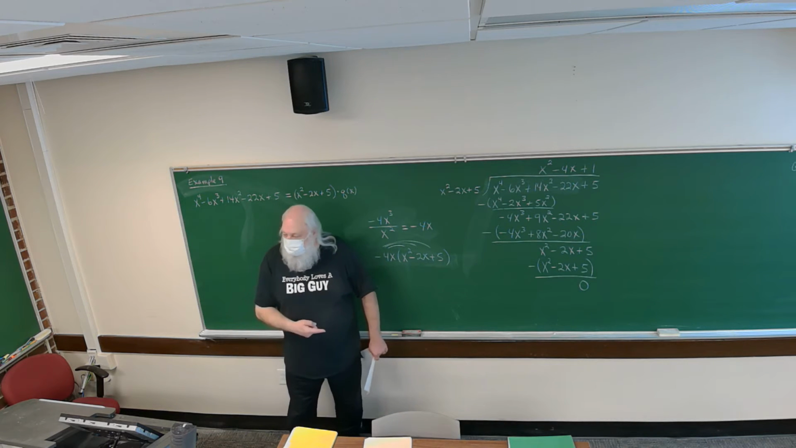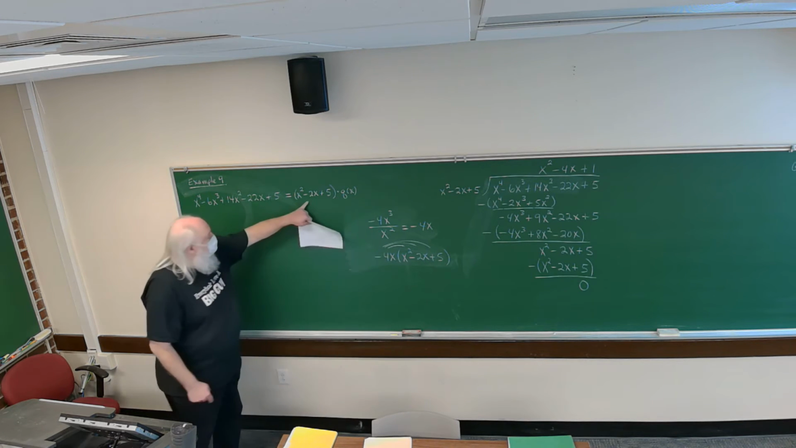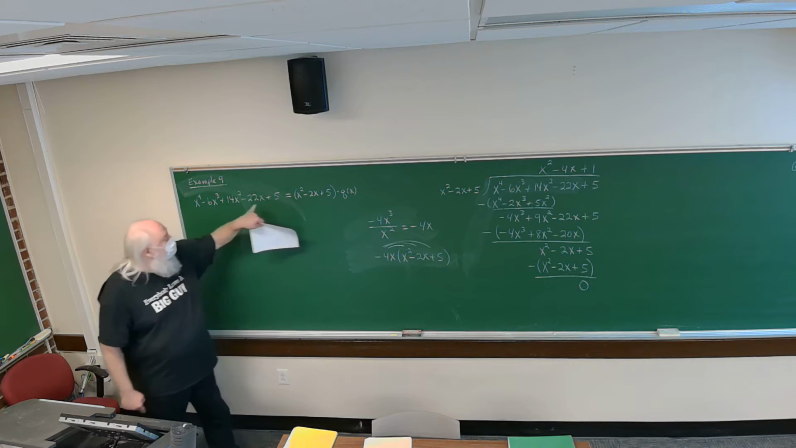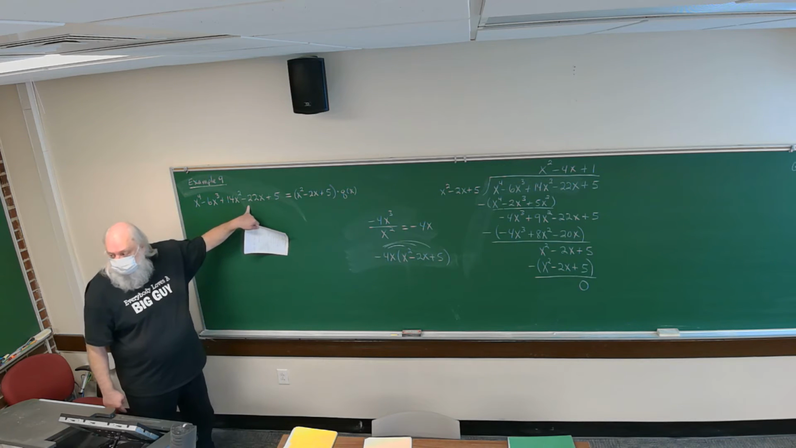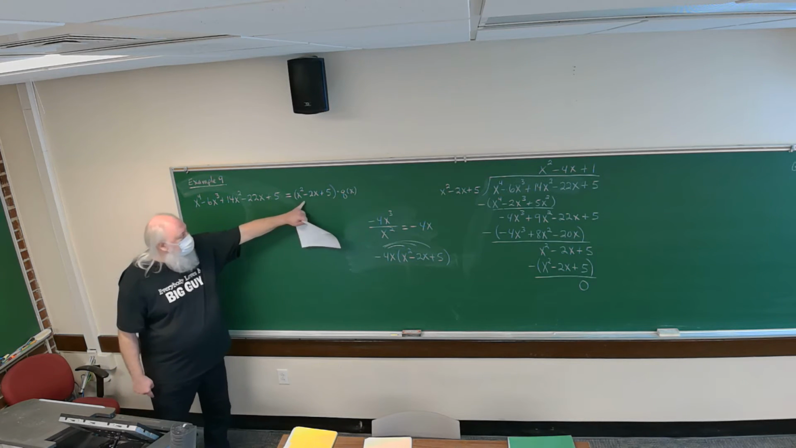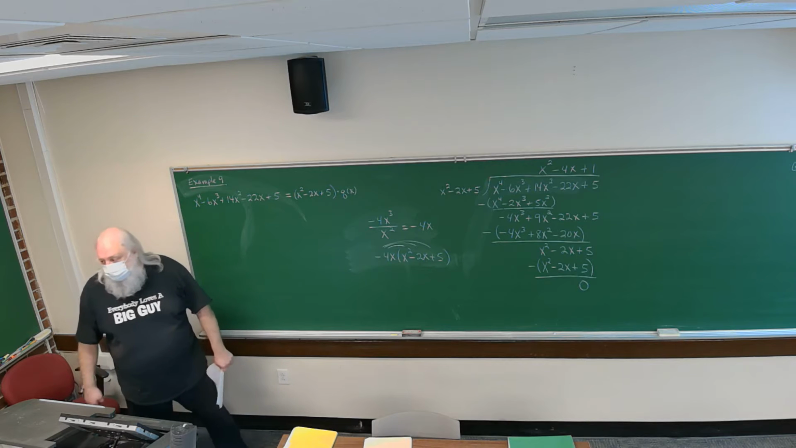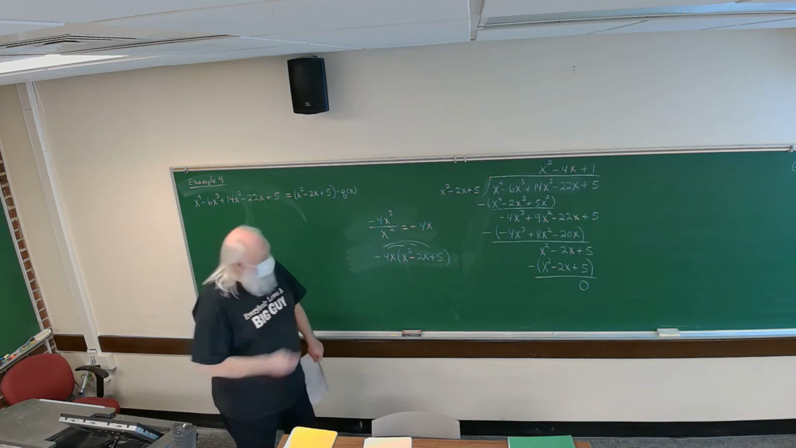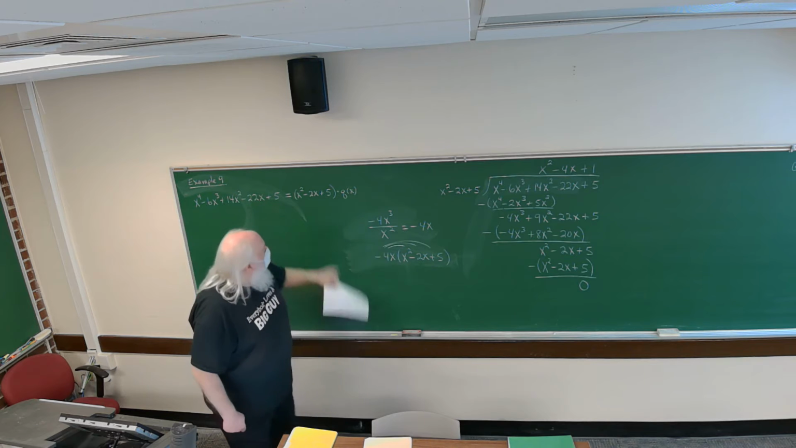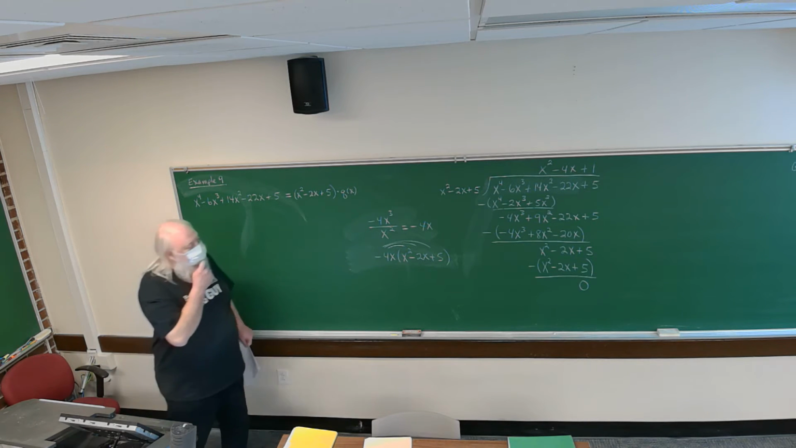Is that surprising that we got 0 for a remainder? It's not surprising if x squared minus 2x plus 5 is a factor of this 4th degree polynomial, right? By the remainder theorem, if this is a factor of this 4th degree polynomial, when we divide this 4th degree polynomial by this factor, you better get 0 for a remainder, or something's wrong. You either made a math error, or this isn't a factor of this polynomial after all. Alright.